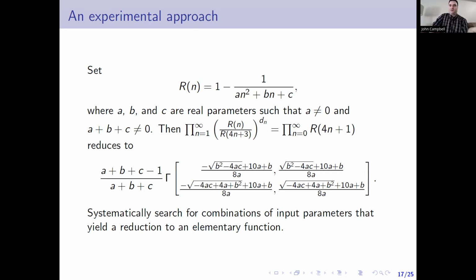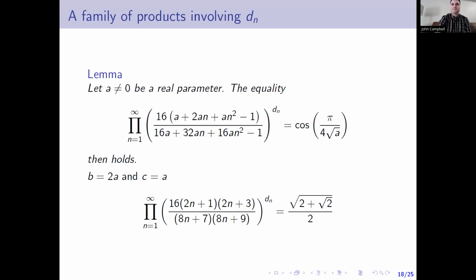So with the free parameters that I've indicated subject to the given restrictions, I used the Mathematica system to search for combinations of rational values for these parameters so that we would obtain a reduction to an elementary function in the manner I was describing earlier, again, according to the reflection formula. So I have provided an explicit evaluation in terms of the gamma function for the right-hand side of this identity involving the period doubling sequence.